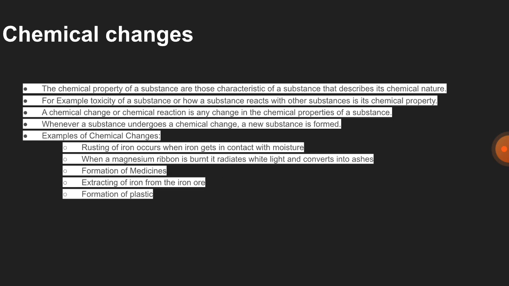Extraction of iron from iron ore. Extraction means iron is not available in pure form. Some other elements are also combined with it. That is called an ore. In that ore we need only the iron. That extraction also comes under chemical change. Formation of plastic also: plastic is not available like that. It is a combination of many elements. Then only can we make the plastic. That is also a chemical change.